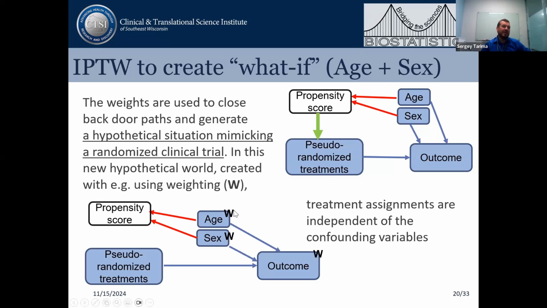So that's why I put here like W. If you consider weighted versions of, for example, weighted sample mean in one group and weighted sample mean in another group, they should be approximately similar when we apply weights based on propensity scores.